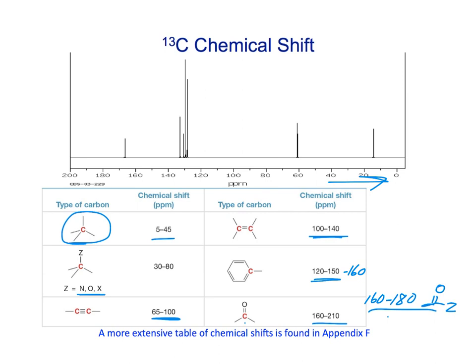If we go 190 up to maybe 220, this is going to be either aldehydes or ketones. Okay? So those will be able to see better. So this is Appendix F. That's the one that I'm giving to you for the exam.